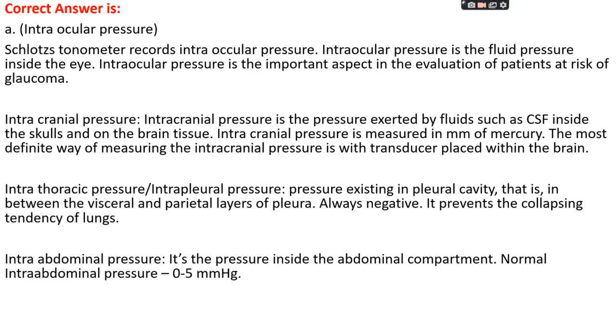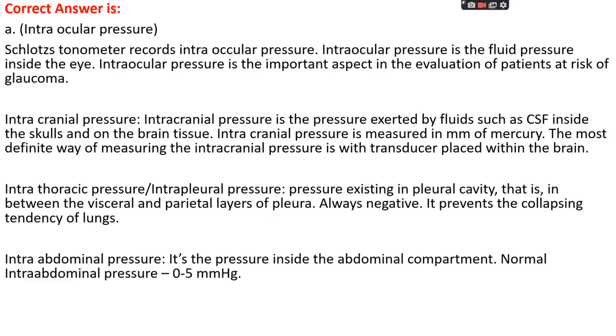If we talk about intraocular pressure, it is the pressure because of the fluid present inside the eye. Okay, intraocular pressure is an important aspect in evaluating whether a patient is at risk of glaucoma. While intracranial pressure is the pressure exerted by fluid like cerebrospinal fluid present inside the skull, on the brain tissue. This intracranial pressure is measured in millimeters of mercury. The most definitive way of measuring it is using a transducer placed within the brain.